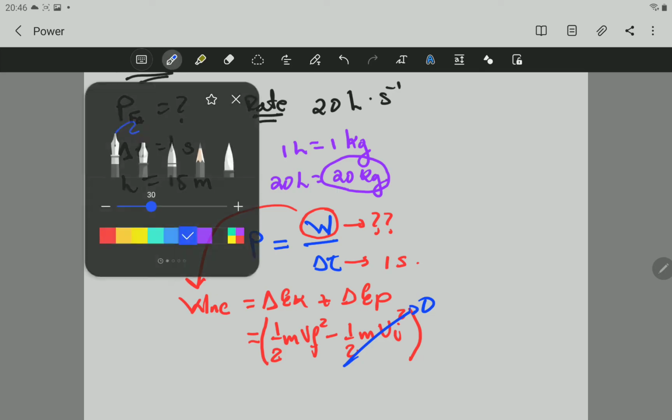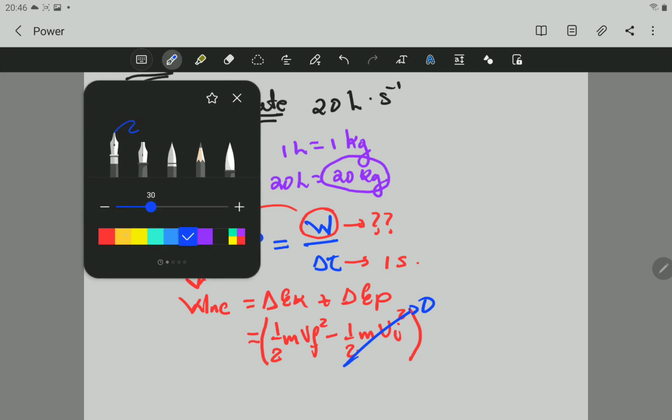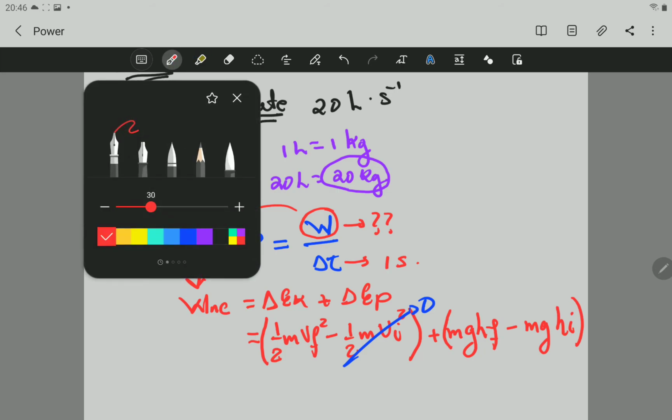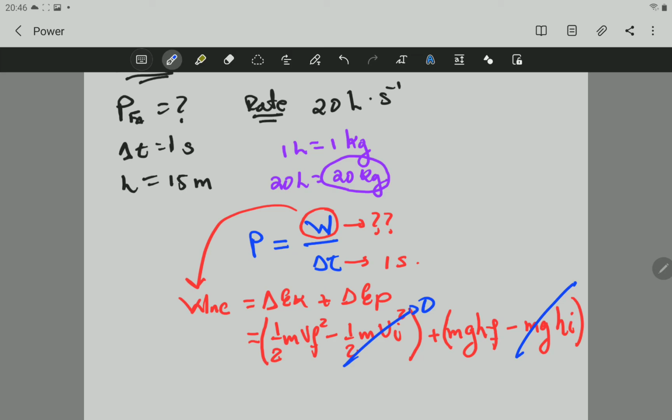Okay, so we're going on. Now we are here, plus the change in potential energy. This is mass multiplied by acceleration due to gravity, final height, minus mass multiplied by acceleration due to gravity, multiplied by initial height. Initial height, when the water is right in the borehole, there is no height, the height is 0, and therefore all this is equal to 0.